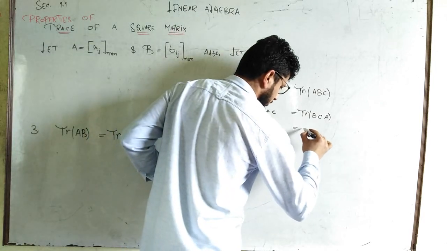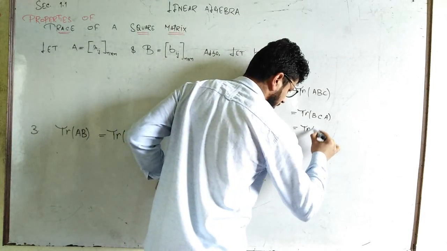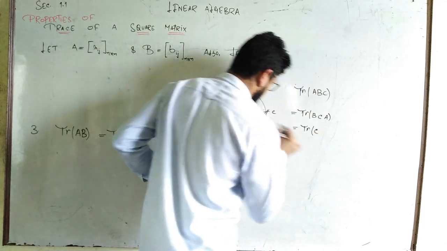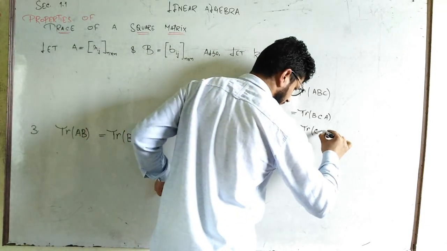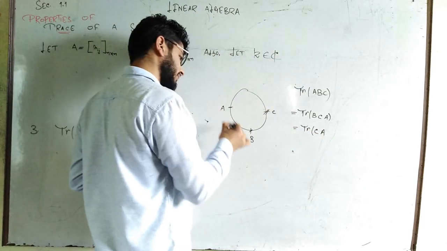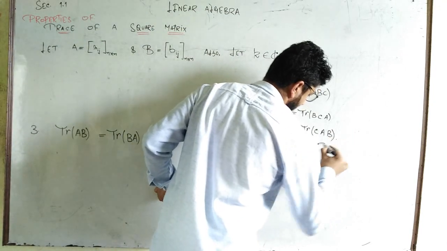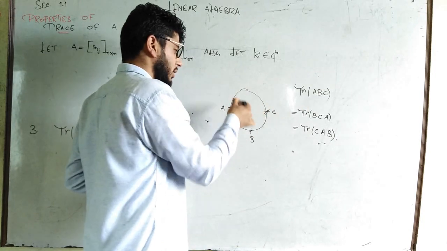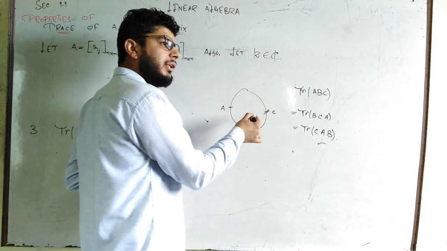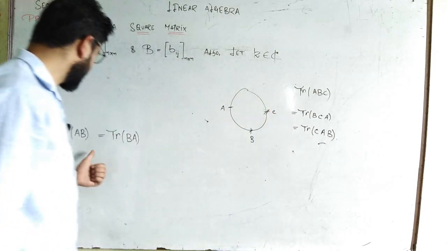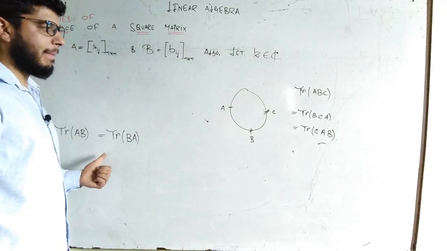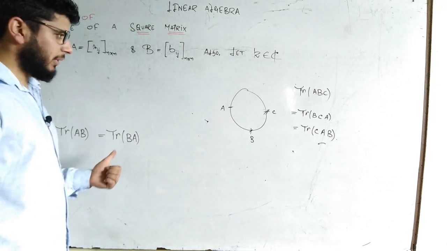Now this thing is also equal to trace of C, and then comes A, but आपको क्या करना है? Anticlockwise जाना है. Okay, and then comes B. Now, ये चीज़ जो है ना ये कोई रट्टा वाली चीज़ नहीं है. It comes from this, right? Trace of AB is trace of BA.